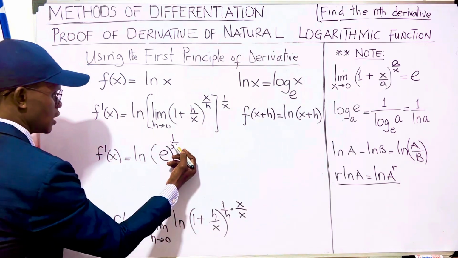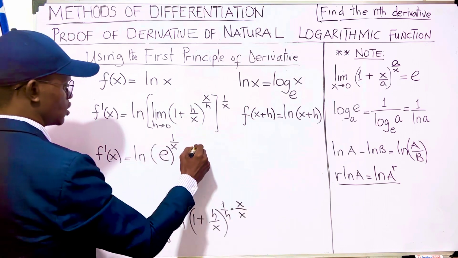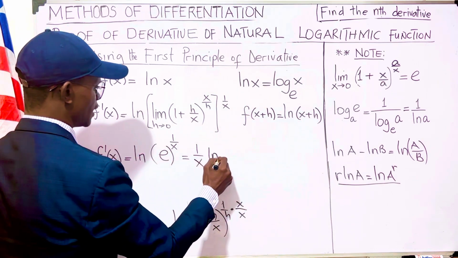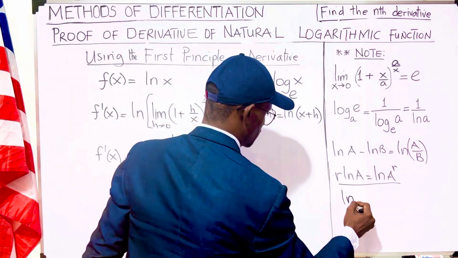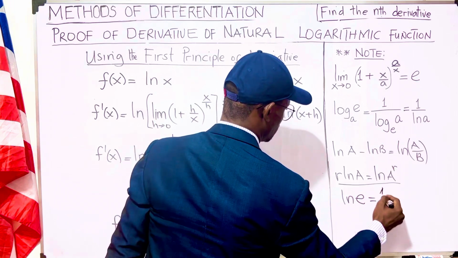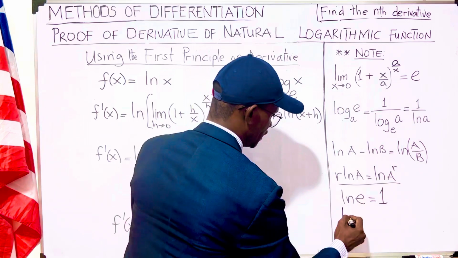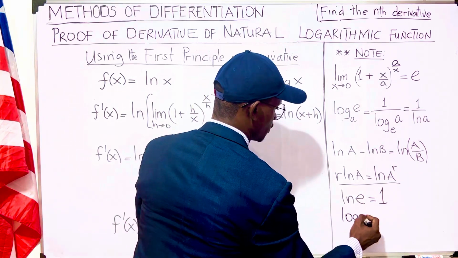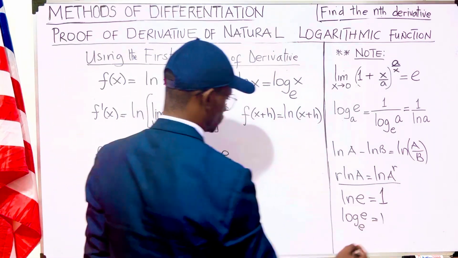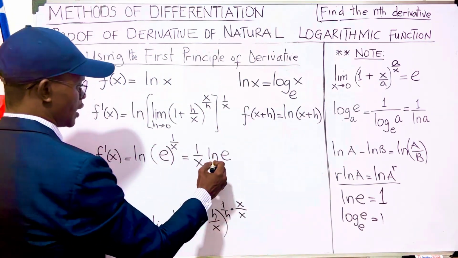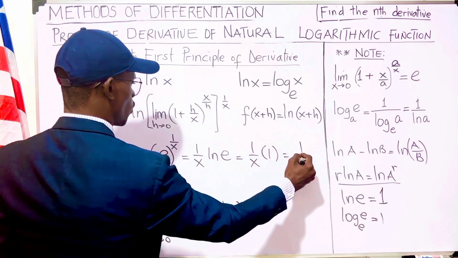So what can we do? This 1 over x, we can send it behind the ln. So it's 1 over x times ln of e. We know that ln of e is just equal to 1. Why? Because ln of e means log base e of e. When the base and the argument are the same, it's just equal to 1. So now this gives us 1 over x times 1, which is just 1 over x.